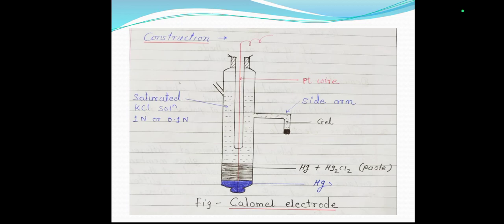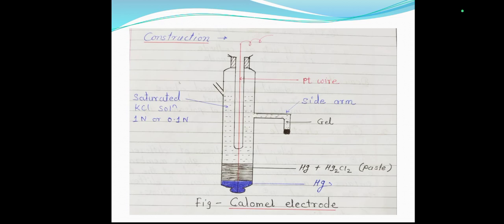There is one side arm to the long glass tube. That side arm is known as a salt bridge for connecting to another half cell. As I said, the Calomel electrode is a half cell, so for completing the cell, for cell formation, we require a salt bridge. This side arm acts as a salt bridge, and it is filled with agar-agar gel, and there is a porous plug at the tip of the side arm that we are going to dip in the solution of another half cell.